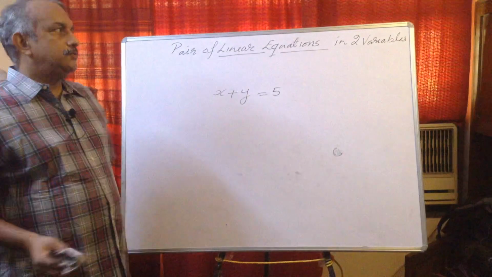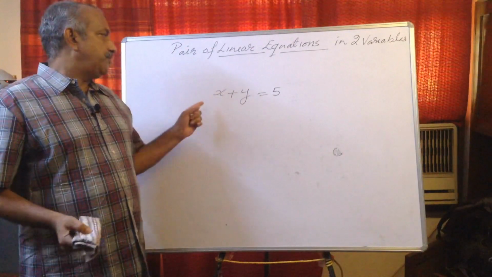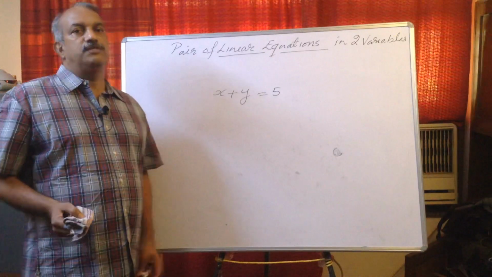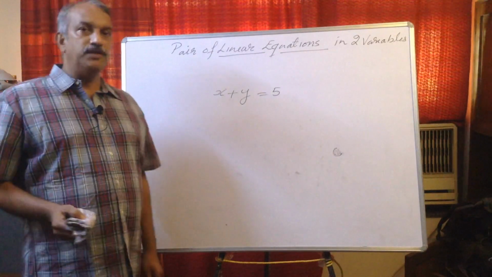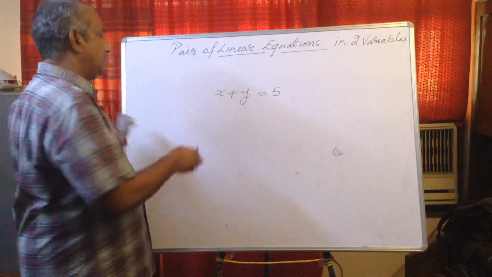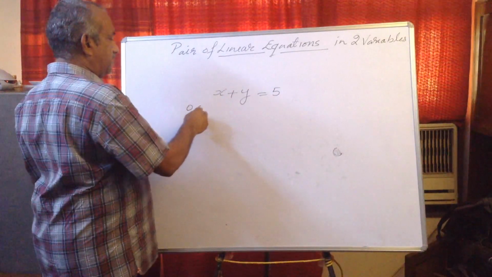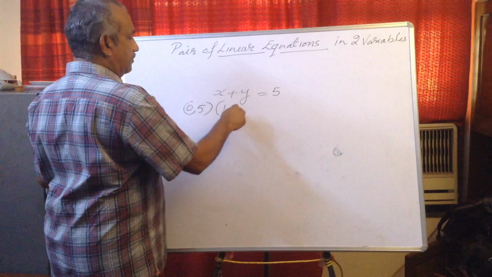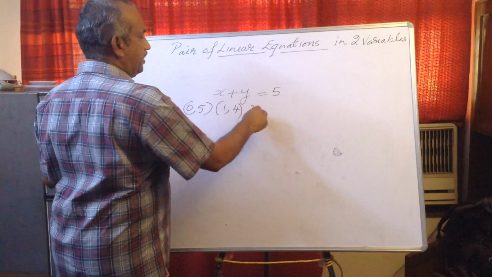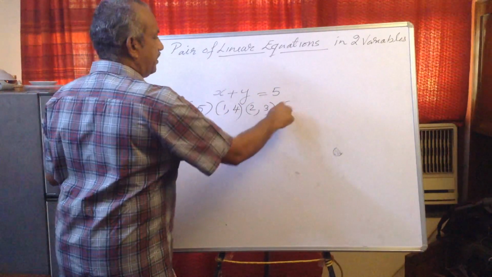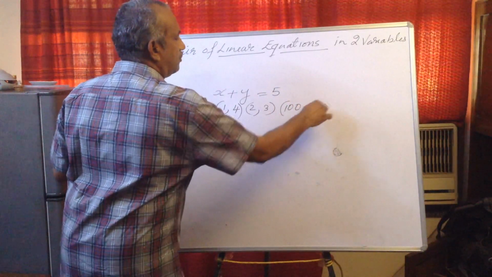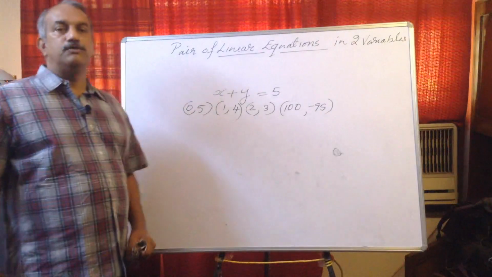Now see, if we try to find the solution of this equation, there are infinite solutions. See, if x is 0, y can be 5. If x is 1, y can be 4. If x is 2, y can be 3. Then if x is 100, y can be minus 95, and so on. So there are infinite solutions.